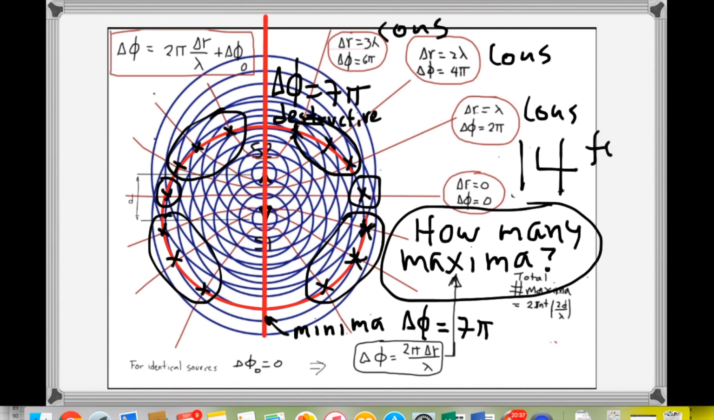Alright, I hope that helps you with the problem in the homework and to understand phase and difference in phase when there is interference between two sources in 2 or 3 dimensional space.